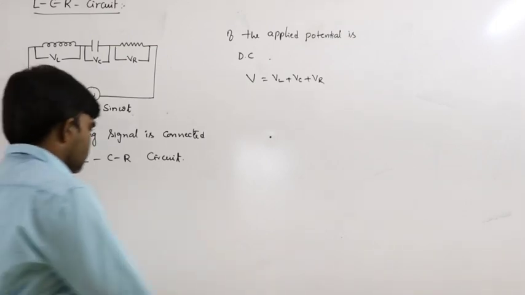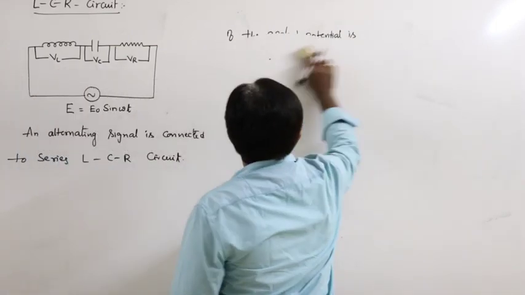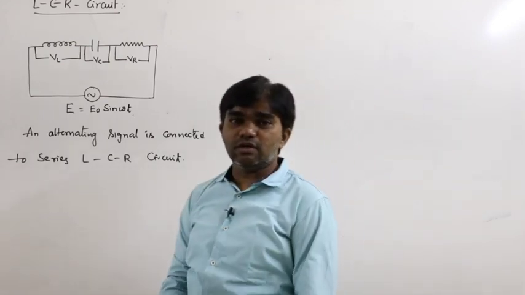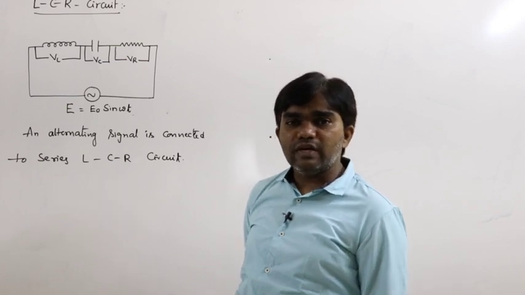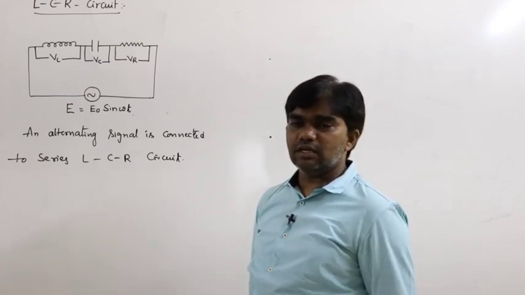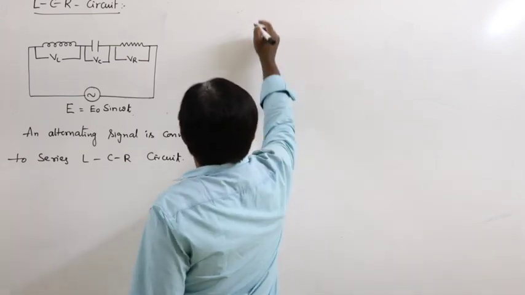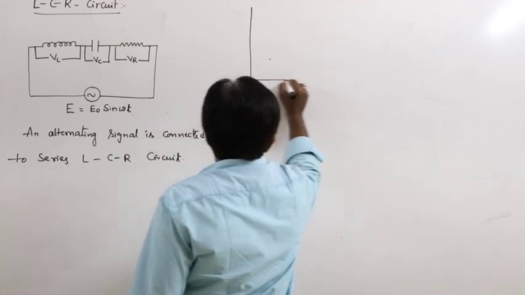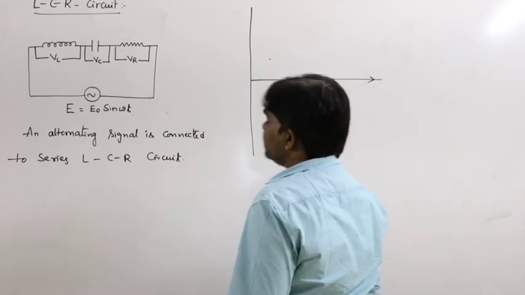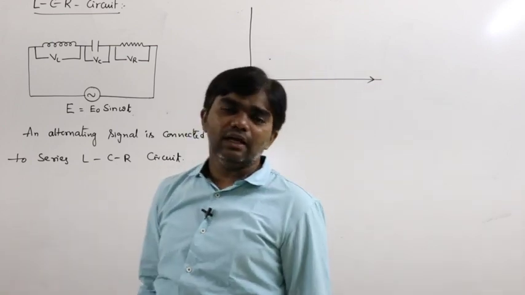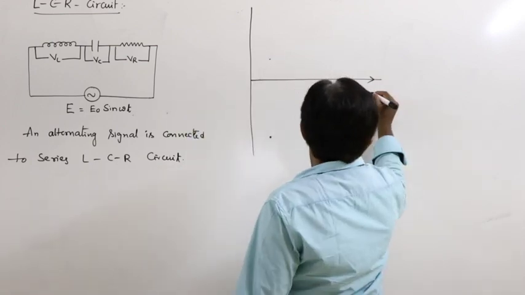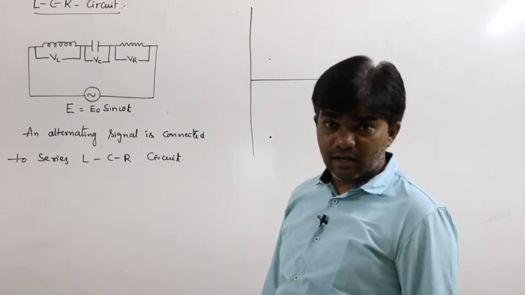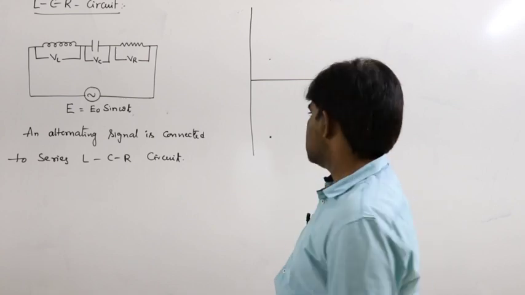So for that, what we have to do? First we must draw the phasor diagram. So what is the phasor diagram? The diagram represents the phase relation between the alternating EMF and alternating current. So let us say I am considering current along the x-axis.